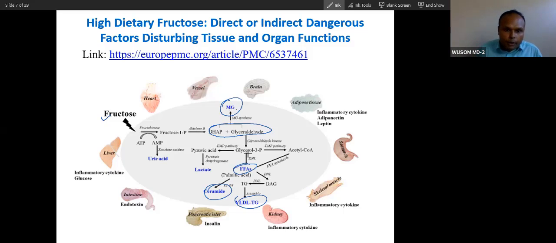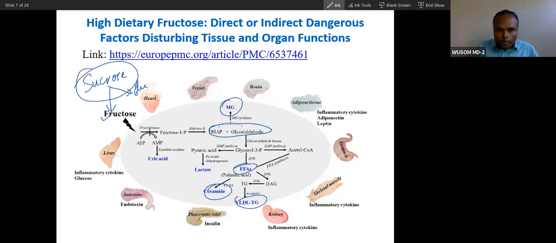Because of the very high speed of fructose metabolism, if you take too much fructose, which comes from sucrose. Remember, generally the source of fructose is sucrose. One part is glucose, the other part is fructose. Sucrose is the table sugar that we take every day. Every food has this sucrose.